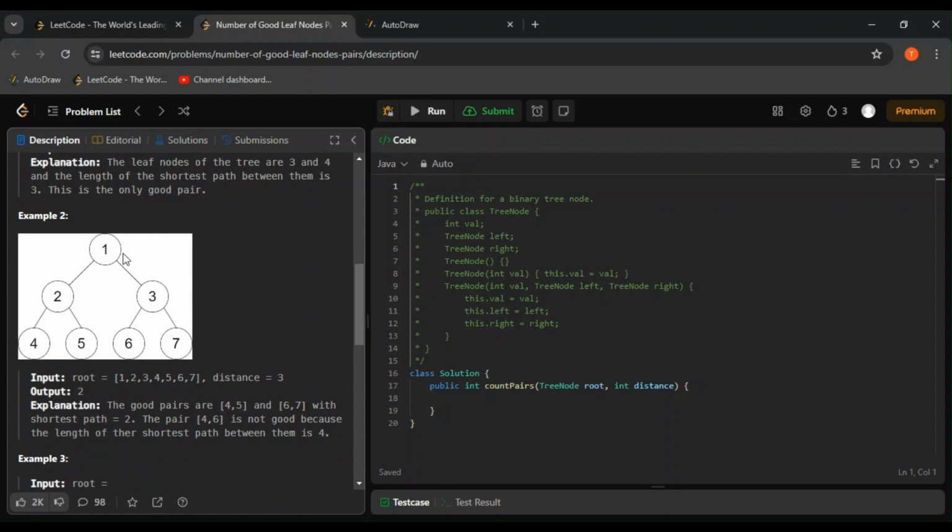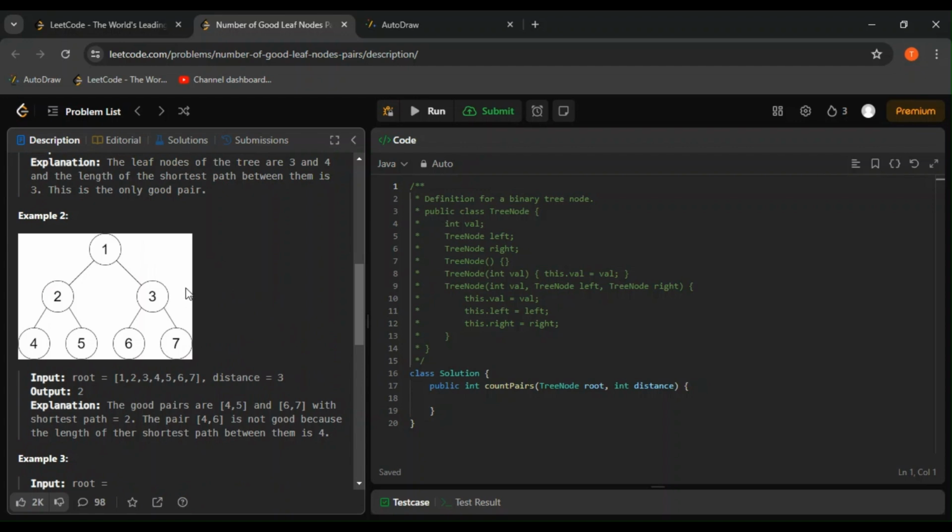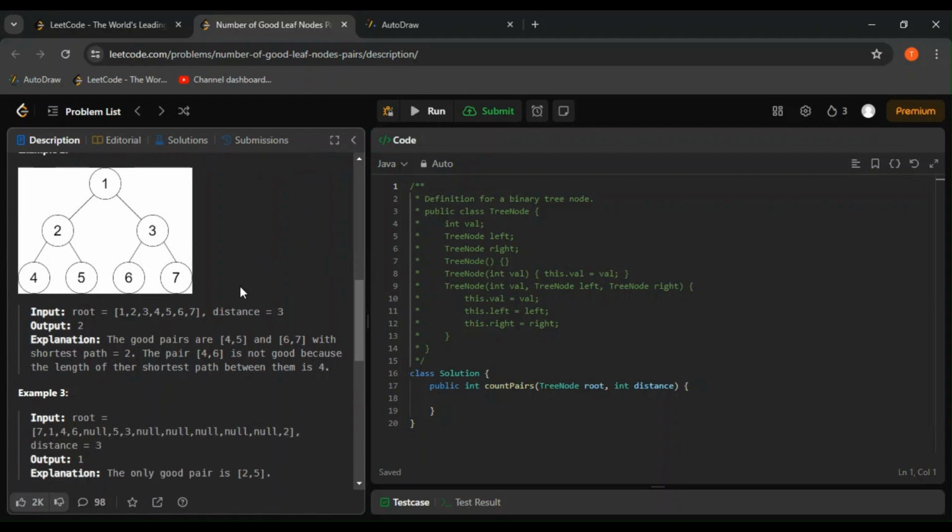Maybe we can, while traversing down, store the path to each leaf node, and then later on we can see what is the common point between these two paths. The common point would be the parent, and let's say we have the height of the parent stored somewhere. Yeah, let's do that.